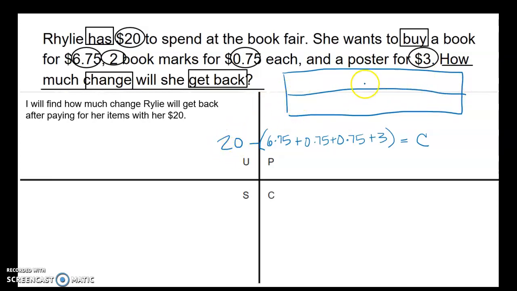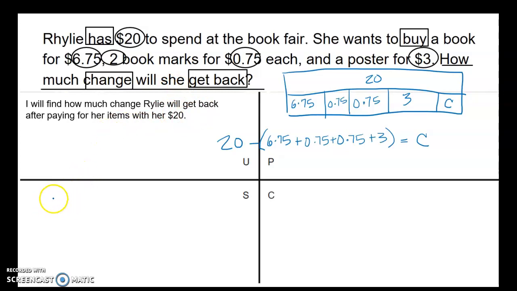Okay, we already know the total amount of money she has is 20. Alright, now I'm going to add up all of these items. They go together with the leftover amount of change over here. Okay, this is going to represent how much money she spent at the book fair. So $6.75, $0.75, $0.75, and $3. Okay, so we're going to add all of these up, subtract it from 20, and it's going to give us this little bit amount of change over here that she has left. Okay, so now let's solve it.